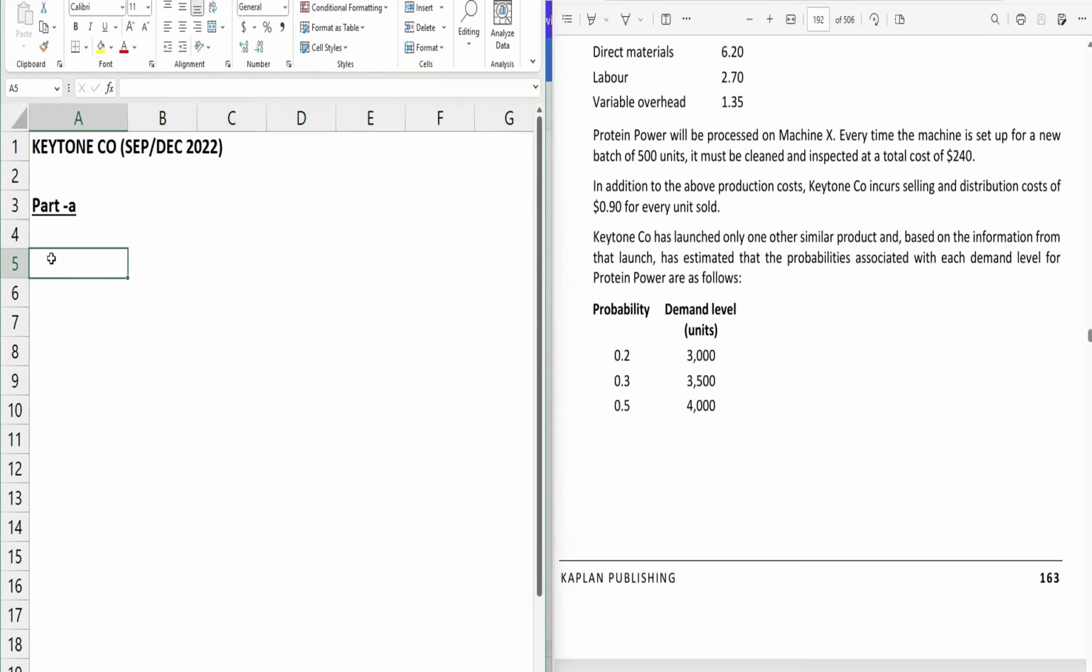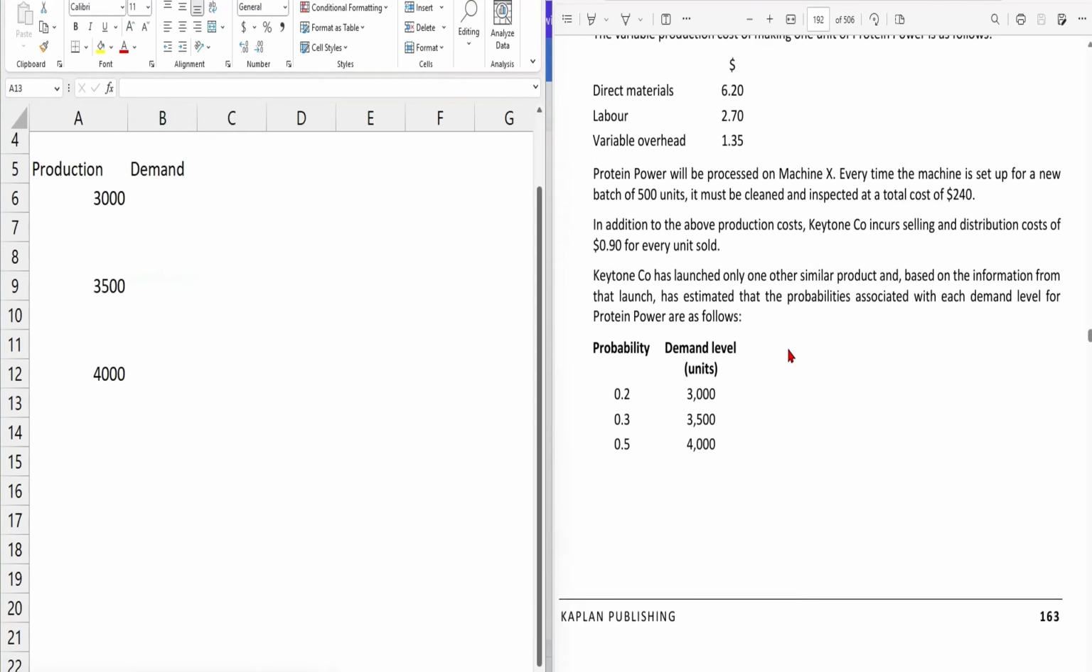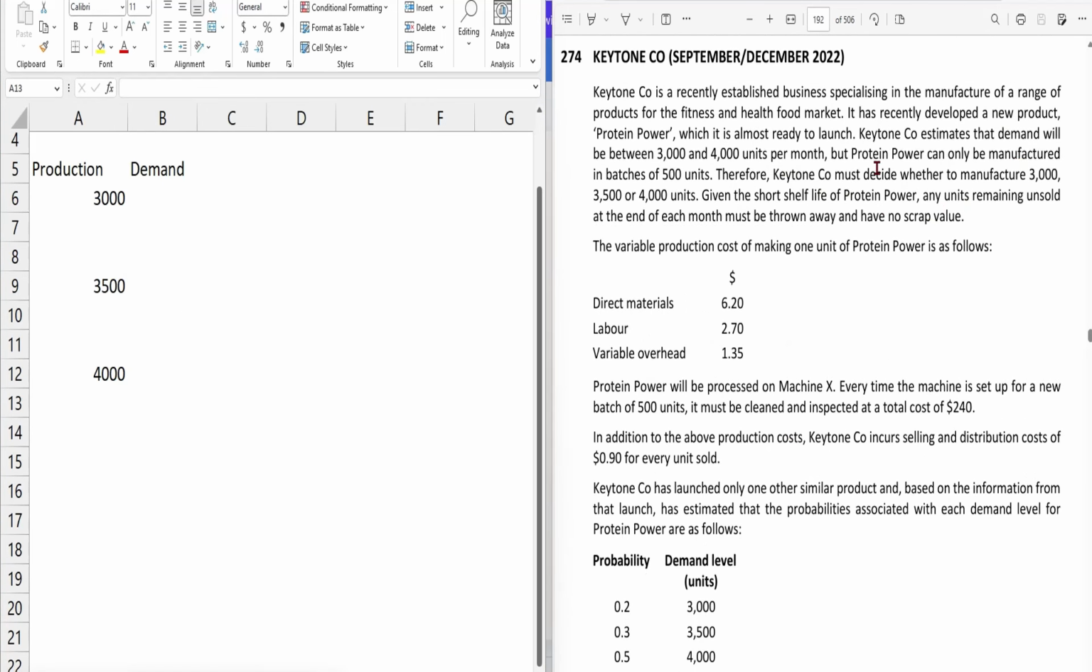So I will write down production here and demand here. On the same column we can also write this. Our production options: the Keystone company must decide whether to manufacture 3000, 3500 or 4000 units. So we have 3 productions, and again we have 3 demands: 3000, 3500 and 4000. So 3 productions and 3 demands means 9 outcomes. So let me spread this one.